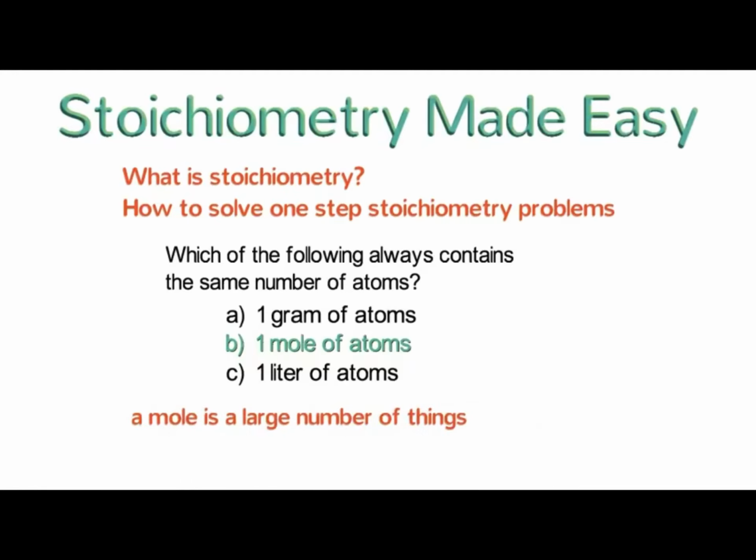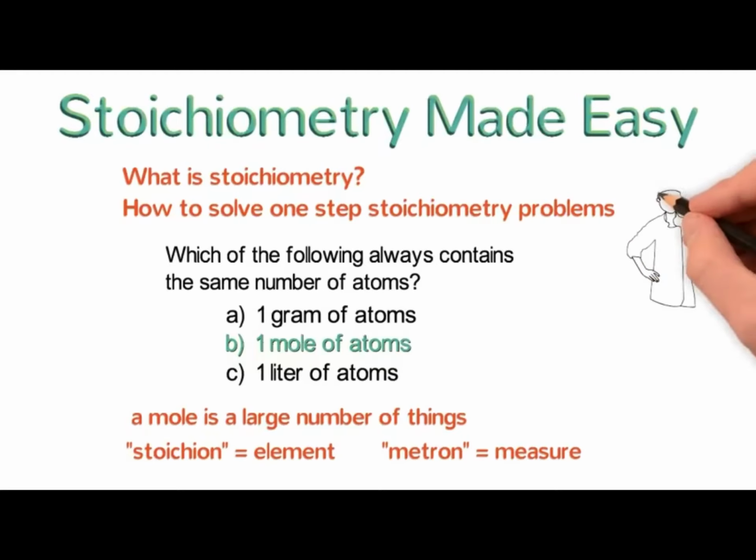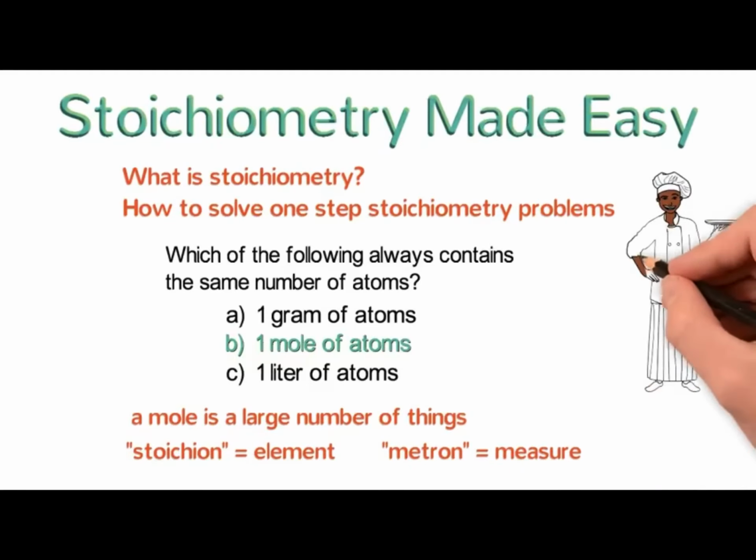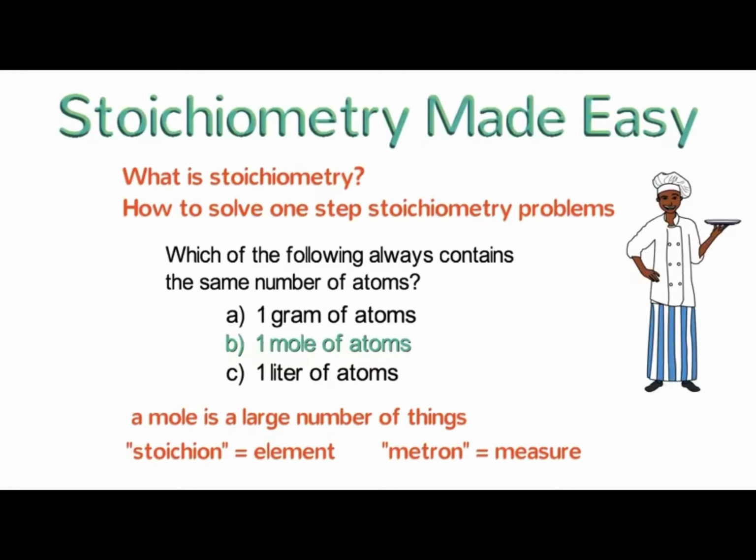And because the mole refers to the number of things, we will need to use the mole extensively when we do stoichiometry. So, what in the world is stoichiometry? The word comes from 2 Greek roots, stoichion, which means element, and metron, which means measure. Basically, stoichiometry is a scientist's way of measuring elements and other chemicals in a chemical reaction. It's a lot like the way a chef measures the ingredients of a recipe. In fact, chemistry is a lot like cooking.